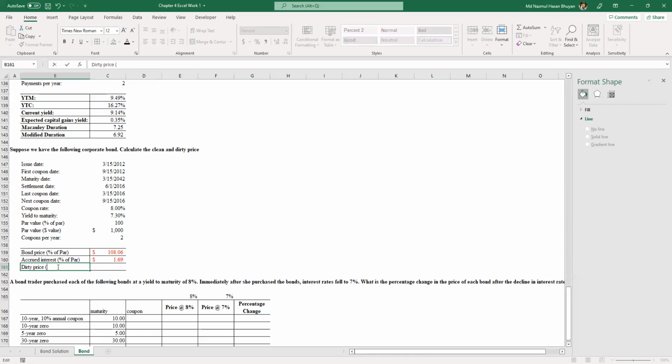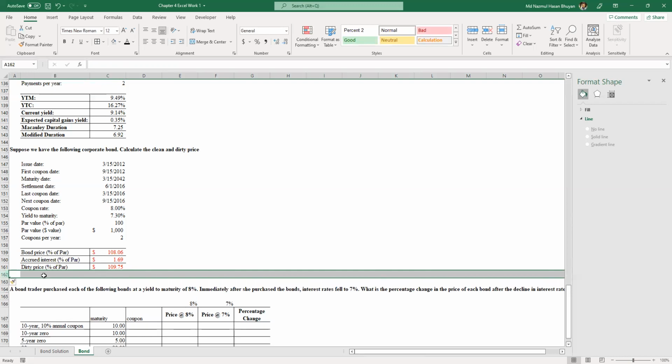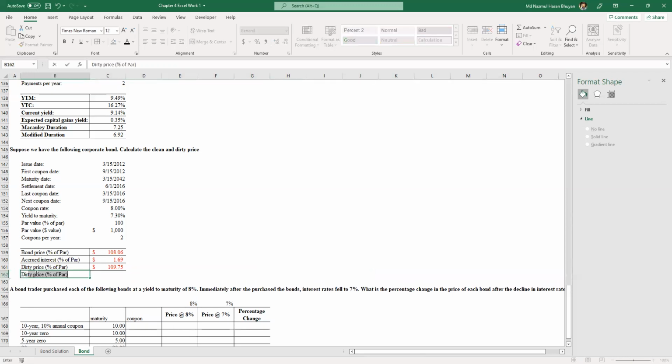Now let us calculate the dirty price as a percentage of par. So it is 108.06 plus 1.69. Next, let us calculate our actual dirty price in dollar terms. So it is 109.75% of the par value. This is how we get our dollar dirty price.